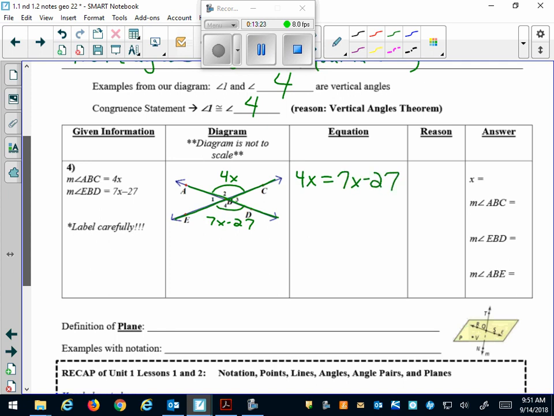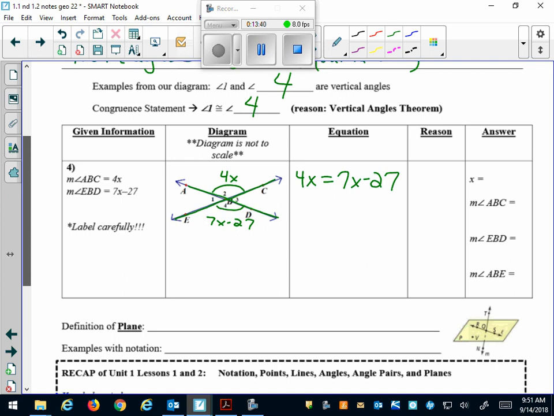So with angle addition postulate, we were adding them up and equaling them to the whole thing. Linear pair postulate, we were adding them up and equaling them to 180. Vertical angles theorem says they're equal to each other. So we have to put the equal sign between them. Does that make sense?